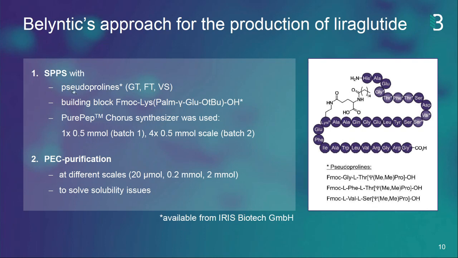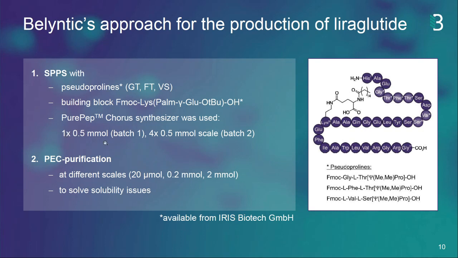For the SPPS, we use pseudoprolines. This was already done before, and it showed that the crude purity of liraglutide is significantly increased when you use these 3 pseudoprolines. And then we used a lipidated Fmoc-glycine building block, and all of these building blocks are available at Iris Biotech. The synthesis of the peptide was done on a Pure PEP Chorus synthesizer.